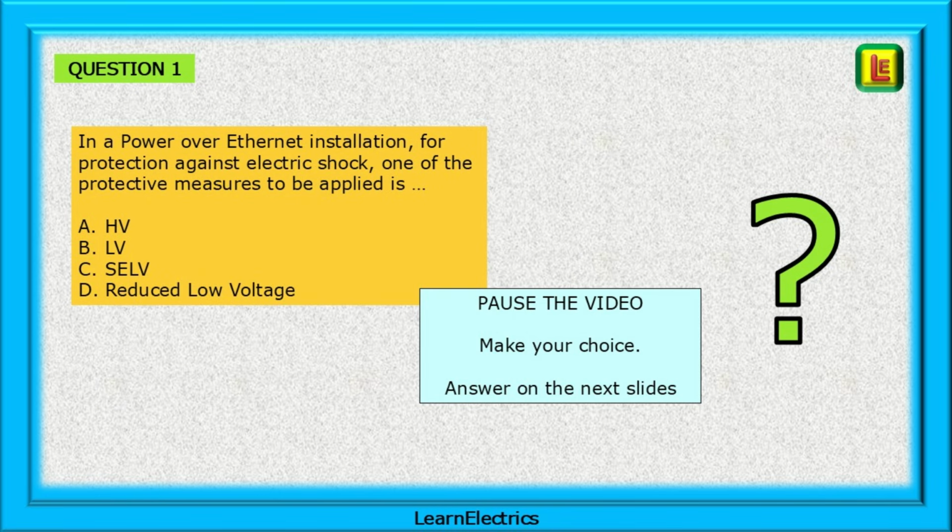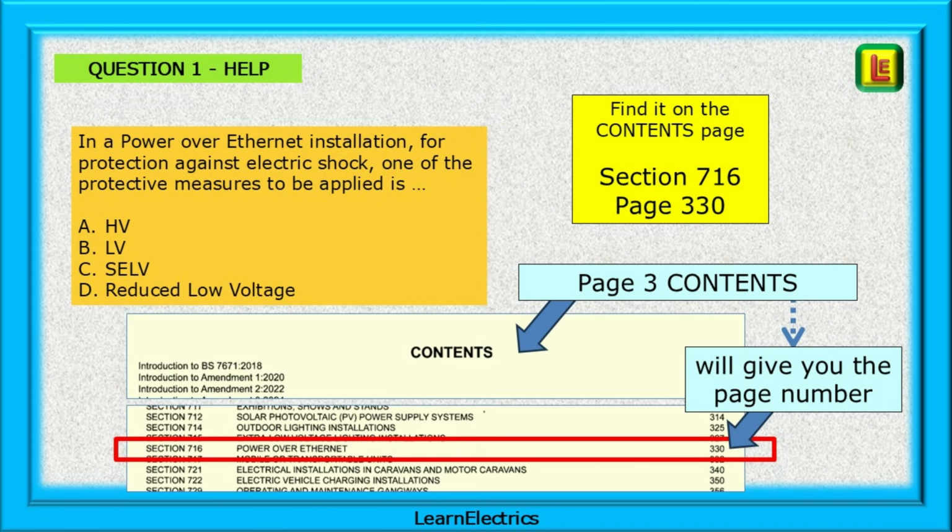Look for the key words in the question, specific words relating to the question. They will help you to narrow down your search and to find the correct answer more quickly. Here's a little help for when you are searching. In an exam, where are you going to find the Power over Ethernet section? Because you won't remember the page number, and flicking through the book in the hope of finding it by luck is useless.